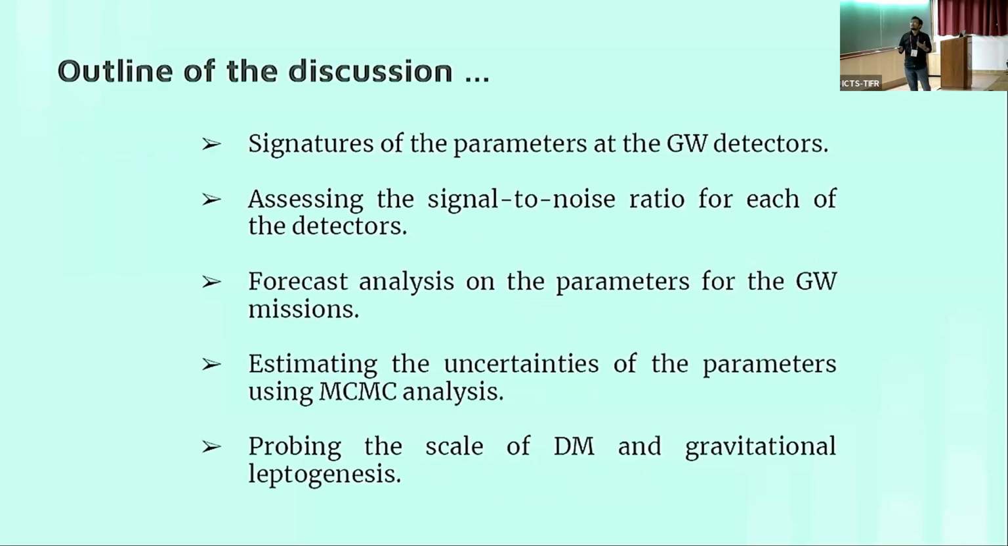This is the outline of my discussion, where I will mainly discuss the signature of each of the parameters on the gravitational wave background. Then I will move on to the signal to noise ratio calculations and two statistical techniques, the Fisher forecast analysis and the Markov chain Monte Carlo analysis. I will discuss them later on. And finally, I will show how this scenario is able to probe the dark matter parameter space and the gravitational leptogenesis scenario.